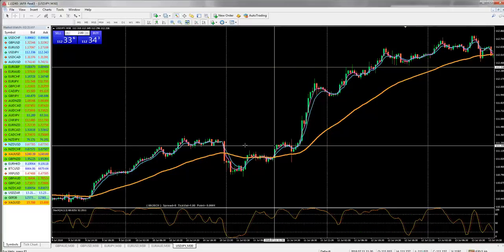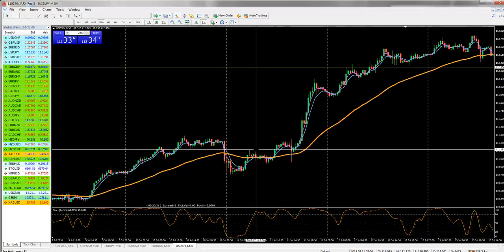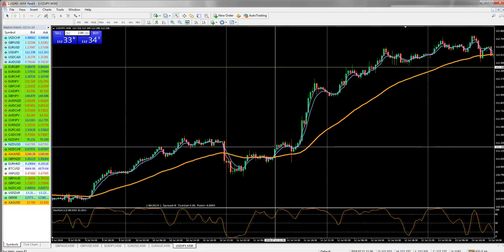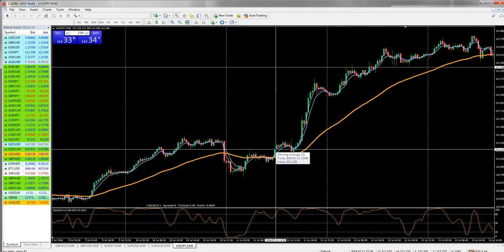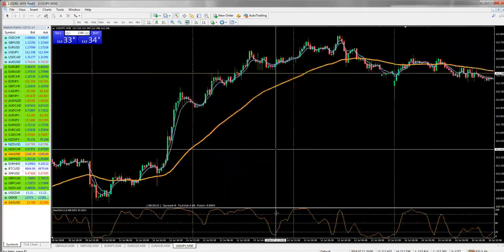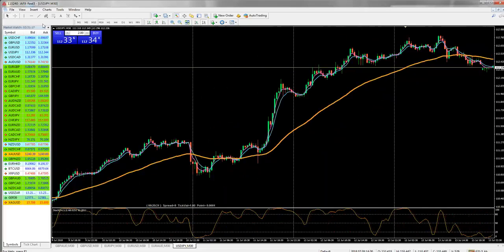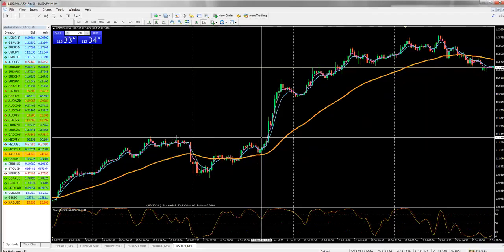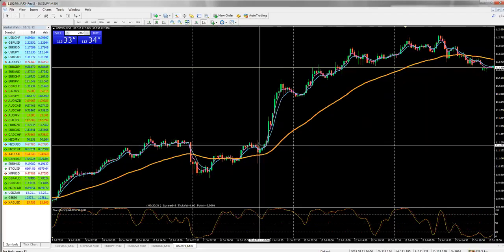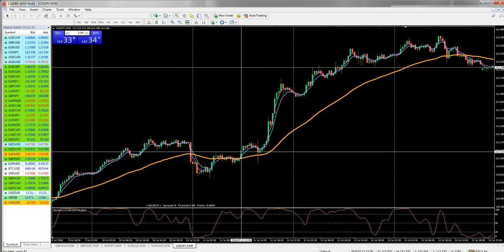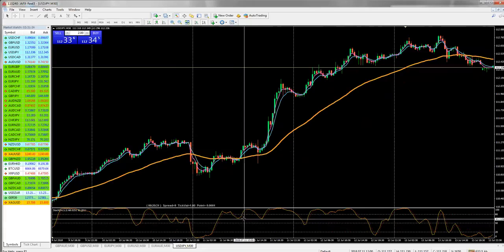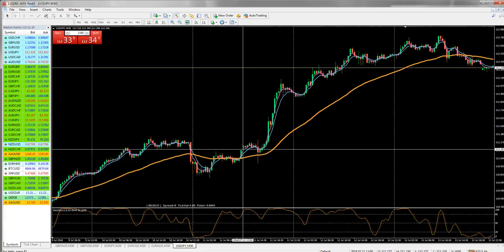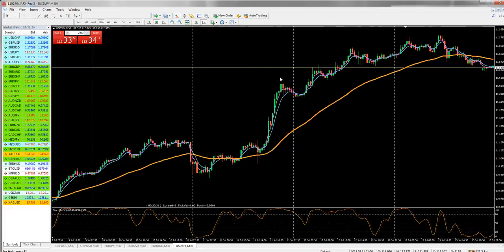The entry rules. Let's say we have a cross. Let's say this cross right here. Make sure the stochastic is at 50 or higher. And it is, boom, valid entry. 19 pip drawdown, 100 pip move. Cool. That's the entry strategy.